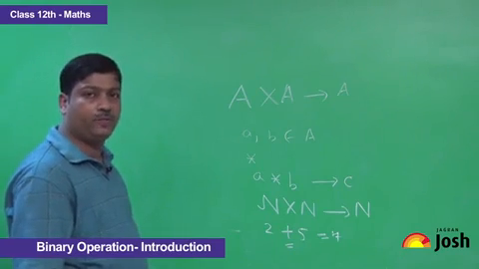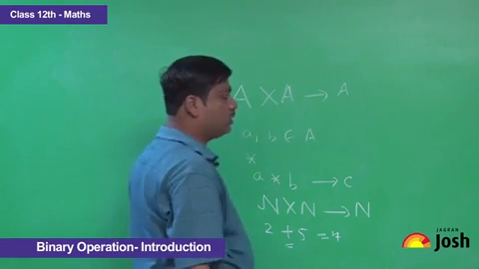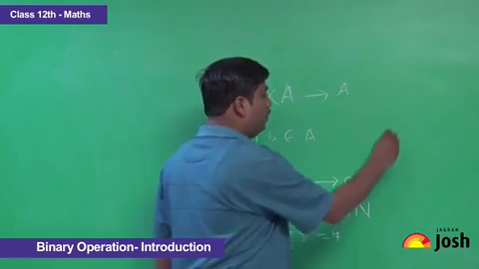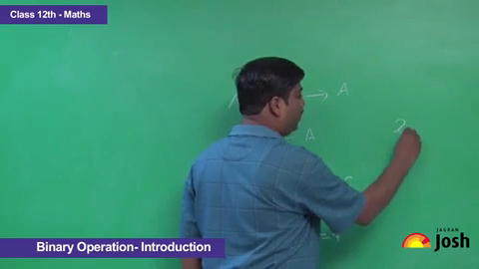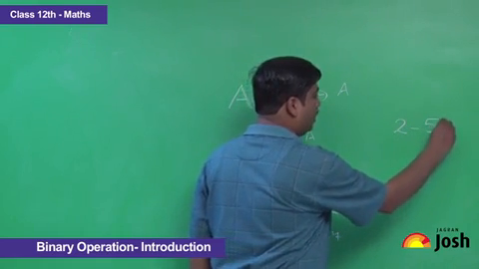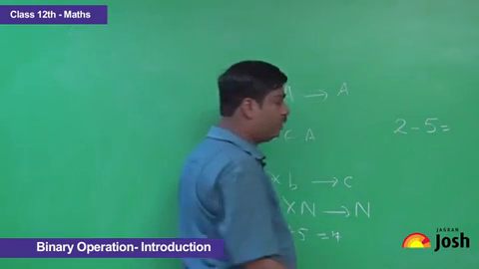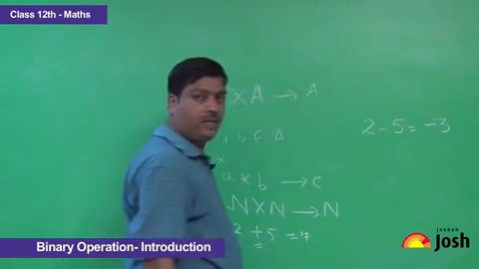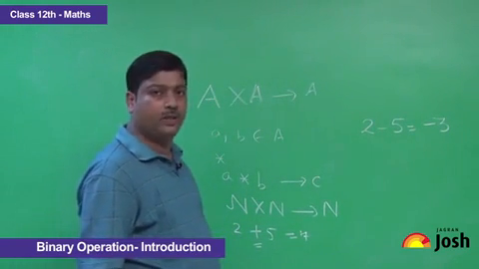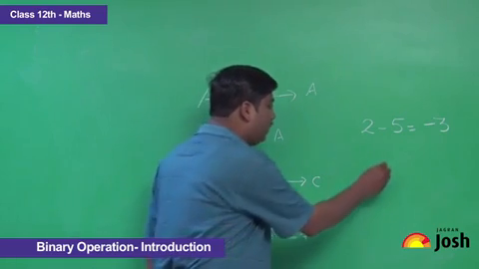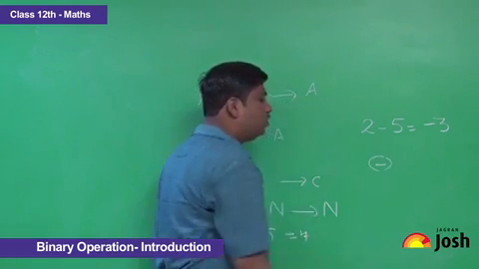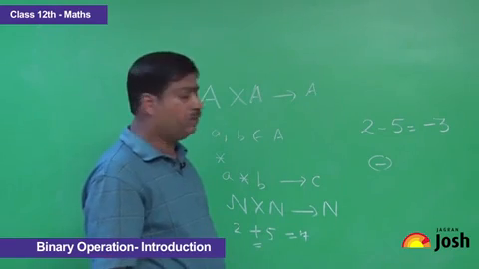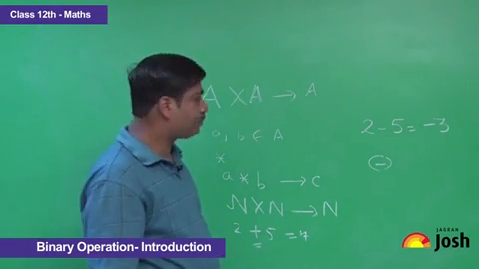However, if we take the operation of subtraction on the set of natural numbers, we know that the subtraction of two natural numbers does not necessarily result in a natural number. For example, 2 minus 5 is equal to minus 3, which is not a natural number. And hence, the operation of subtraction is not a binary operation for the set of natural numbers.